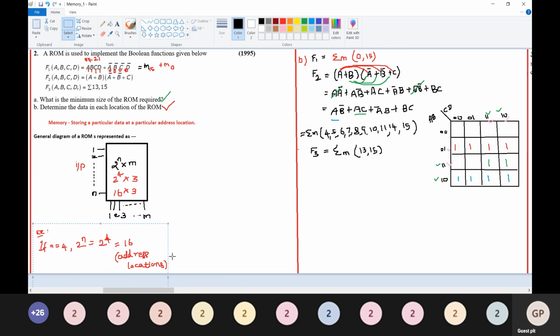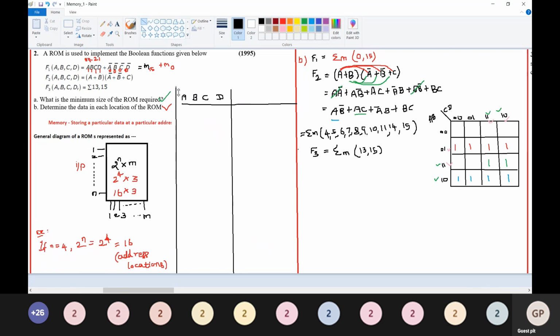Now we'll determine what is the data on each location. This is a 4 bit input, so it will be A, B, C, D. Now we'll determine what is the data on each location of the RAM with inputs A, B, C, D, and outputs F1, F2, and F3.